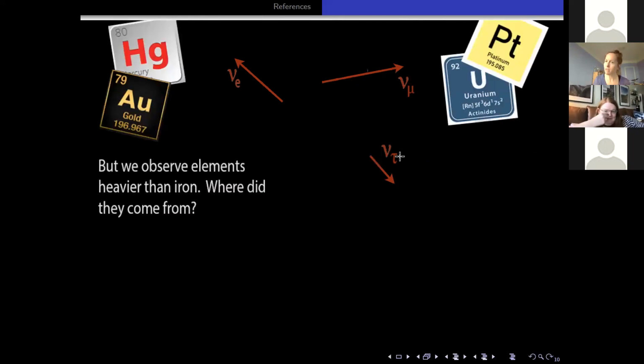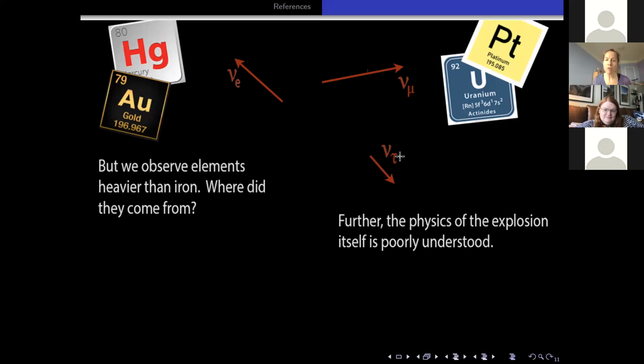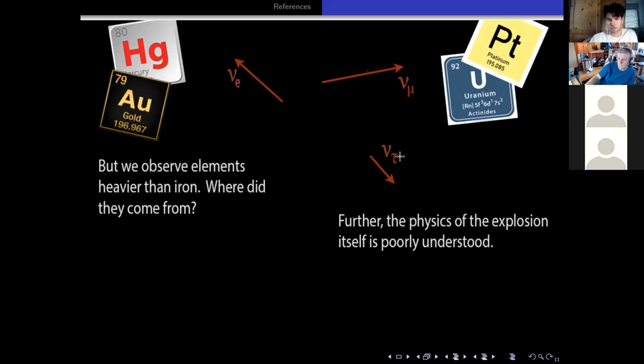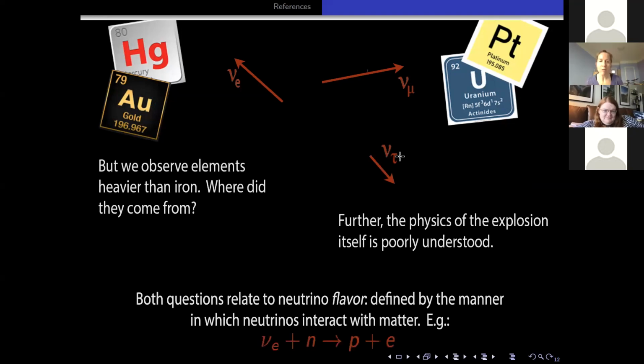But hang on, we look around and we see that there are other elements. There are elements heavier than iron, right? There's Hg, mercury, sorry, forgot for a moment. There's mercury, gold, plutonium, uranium. Where did they come from? And further, the physics of these explosions is not that well understood. And it turns out that both these questions relate to this concept of neutrino flavor.